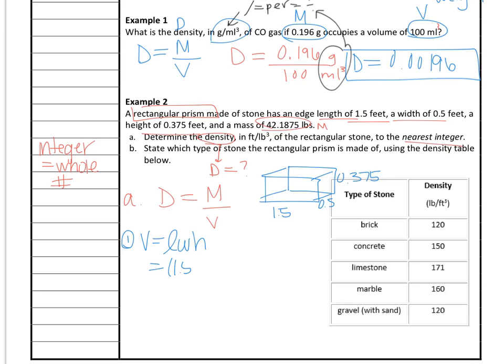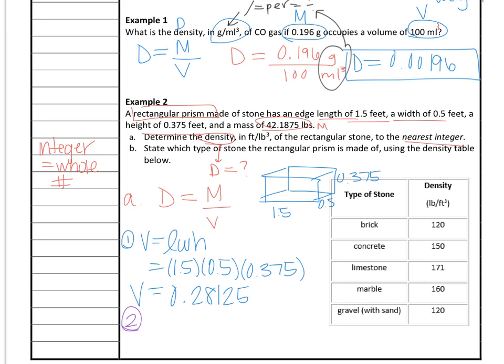That's going to be 1.5 times 0.5 times 0.375. Be careful when you type these decimals in your calculator, because just one slight little mishap in your calculator will screw the whole problem up. Okay, so when we type those in our calculator, we get volume equals 0.28125. So then the second step is to find the density. Let me just change my colors here.